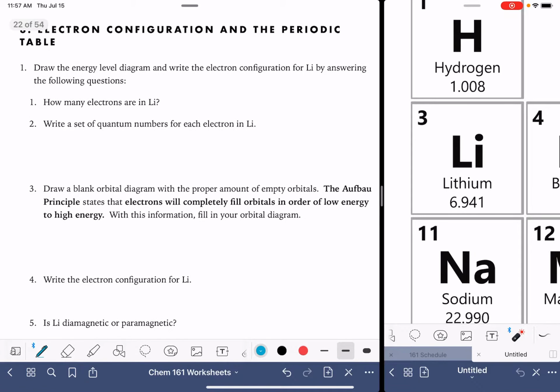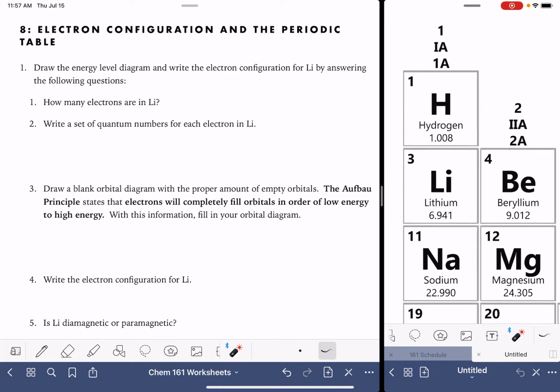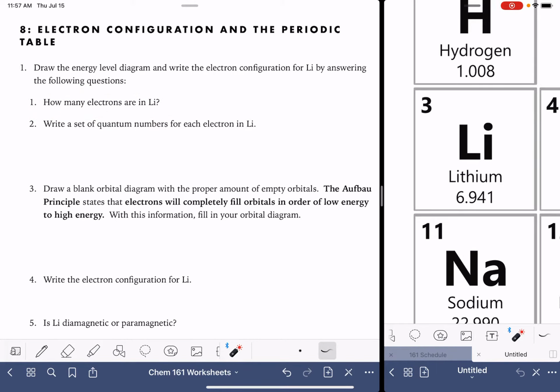On this worksheet, we are going to practice learning how to write electron configurations. In order for us to write an electron configuration, we need to know how many electrons are in an element. And so that's why I have the periodic table open over here to lithium. The atomic number of lithium is 3, which means it has 3 electrons. Now, the electron configuration is a description of how these 3 electrons are arranged in the lithium atom.